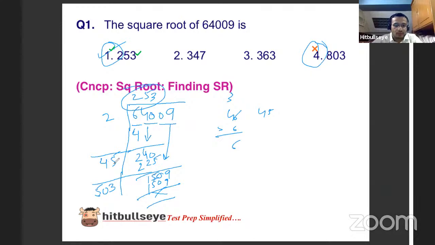Now, again, same thing. 45 plus 5, 50. And what is the next number I should write down? The third digit I should write down is 3 again. So 1509 is coming, and I'm able to completely solve and match the value, and hence my square root is 253, not 803. All right. So the right answer to this problem is first option, 253. We'll move to the next one. I'm assuming this method is clear for all of you.